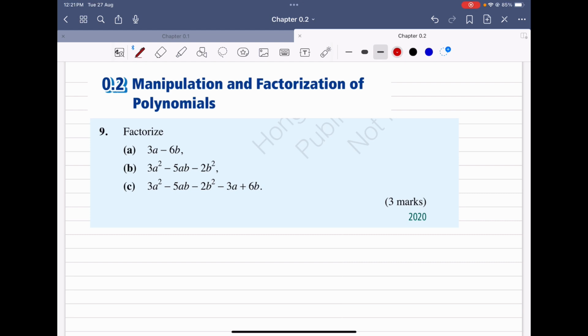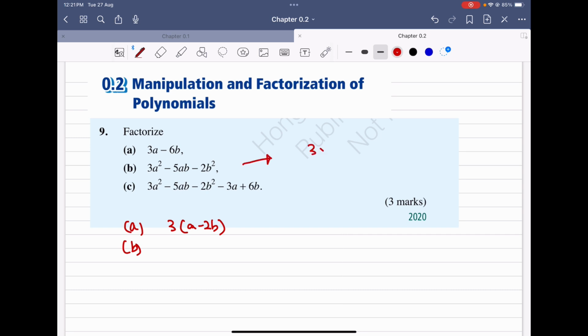Alright, then look at this question. So you have to factorize each term. So part A, you can just take out 3, and you have a minus 2b. And for part B, look at this. You have 3a squared minus 5ab minus 2b squared. So this is a minus. So one of the terms is plus, and the other one is a minus.